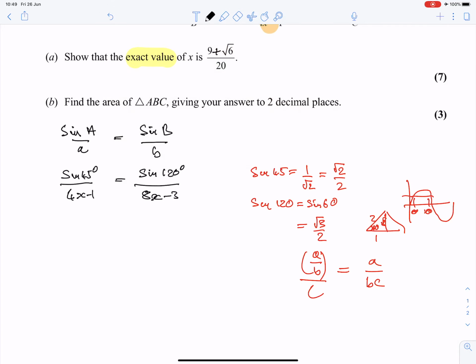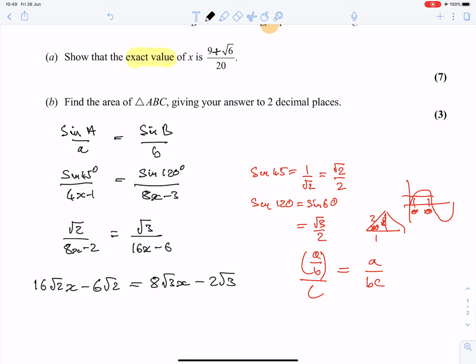So sine of 45 over 4x minus 1 is root 2 over 8x minus 2, which is equal to sine of 120, which is root 3 over 16x minus 6. Okay, standard approach now, equations with a fraction, so let's get it on one line. So we get 16 root 2 x minus 6 root 2 is equal to 8 root 3 x minus 2 root 3, multiplying by the denominators, as usual.